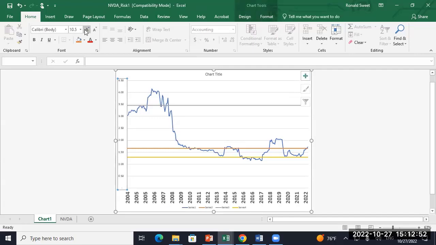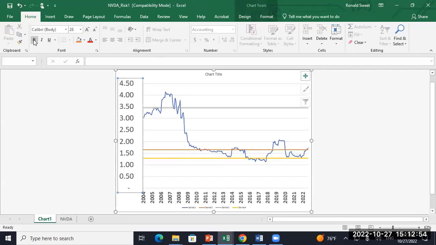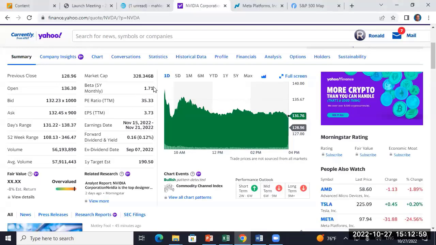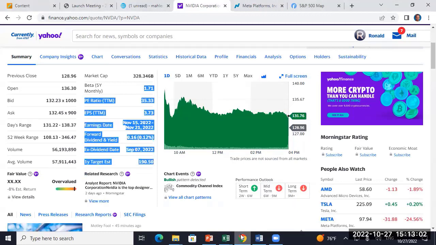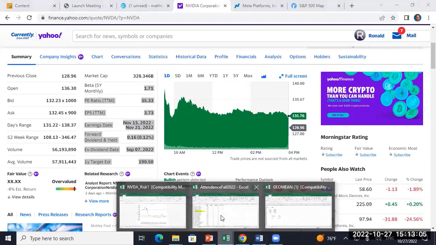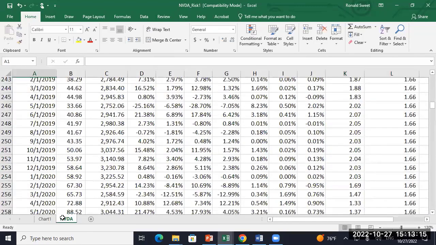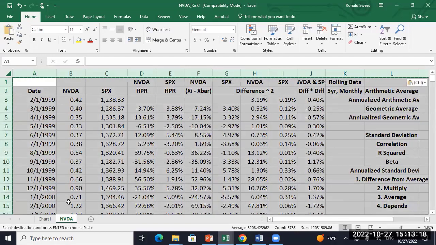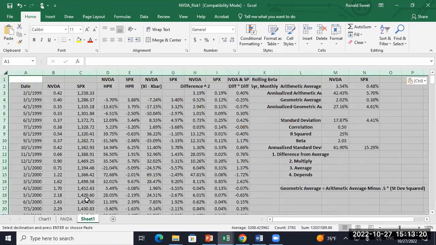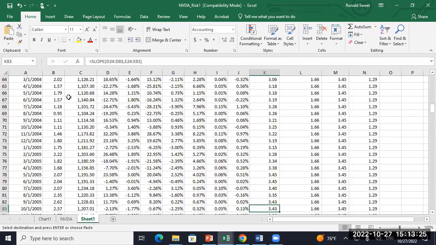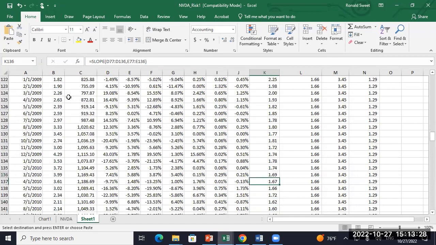So what beta would you use to value this firm? If you look up beta in Yahoo Finance, then you use 1.71. But is that the right answer? 1.71. That's where they ended up, right? That's the end point. So let's redo this whole thing. And let's start our rolling beta. Let's see. Let's start it from here.